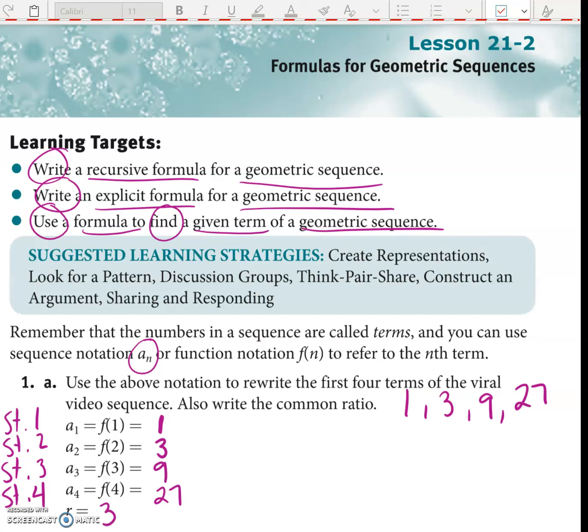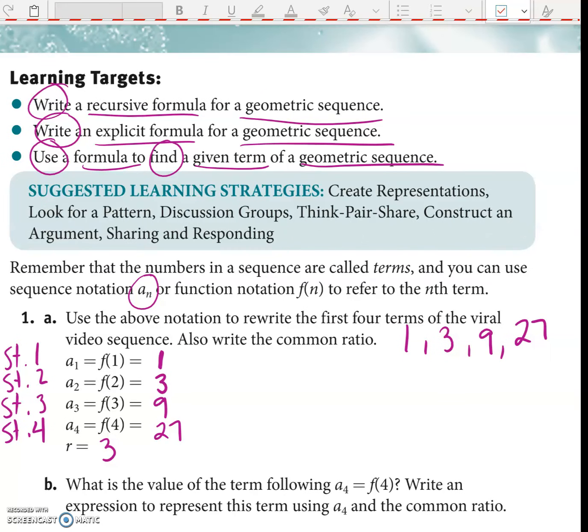So part B, what is the value of the following term, a of 4 equals 4? Write an expression to represent this term using a4 and the common ratio. So basically what they're saying is they want us to write an expression to represent this fourth term, which we know involves this one.